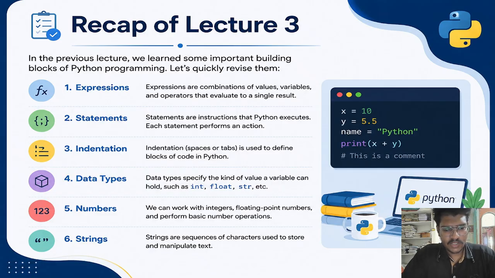Every expression has a value. This is important because expressions are the building blocks of our program. Then we have statement. A statement is a complete instruction that Python can execute. It performs an action. For example, x = 10 is an assignment statement. print("hello") is a statement that prints text to the console. If x is greater than 5, print "greater", this is a compound statement.